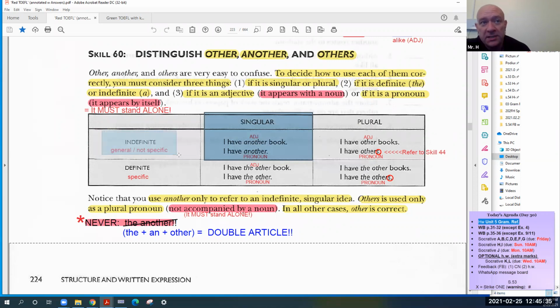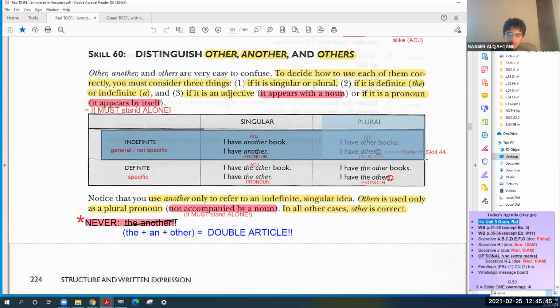All right. Nasr al-Qatani, what about the plural? So when it is general and it's plural: I have other books. I have others. What's the difference? Other comes before books. The example above is an adjective, right? Yes. And the one below it is a pronoun.